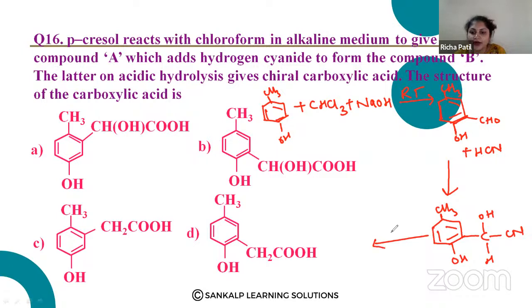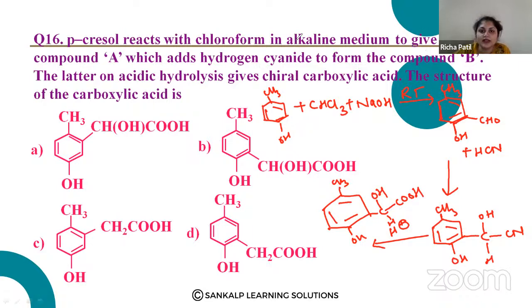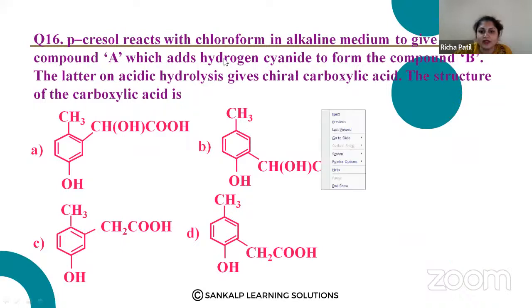So this undergoes further hydrolysis. After hydrolysis, this will be CH3, this will be OH, and here it will be C, OH, H, and COOH. So what is the correct answer? It is B. Yes, B is the correct answer. So like this, you are going to follow the steps. Understood? This is the way you are going to solve. This is a Reimer-Tiemann reaction, so remember the reaction conditions and the reagents which are used. Okay, so we'll go for the next question.